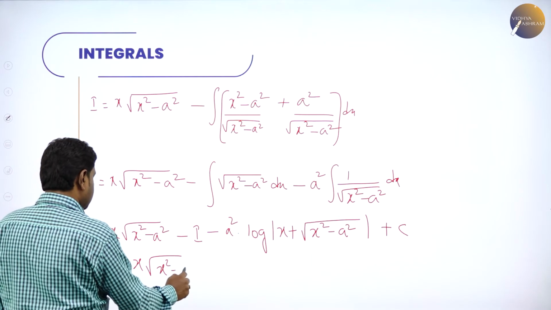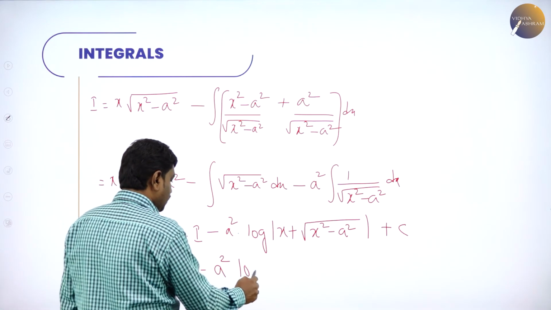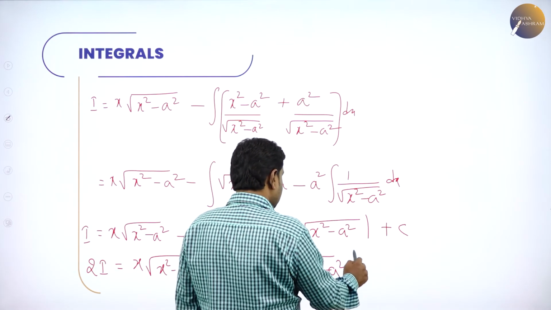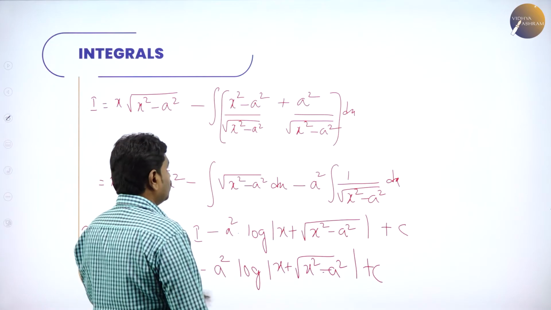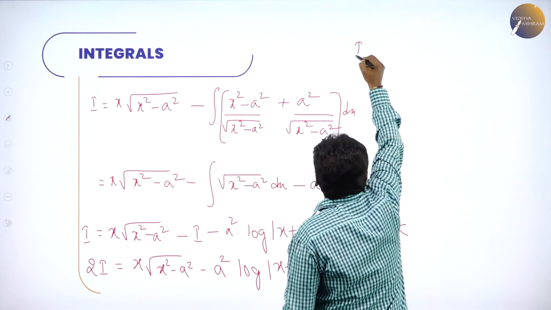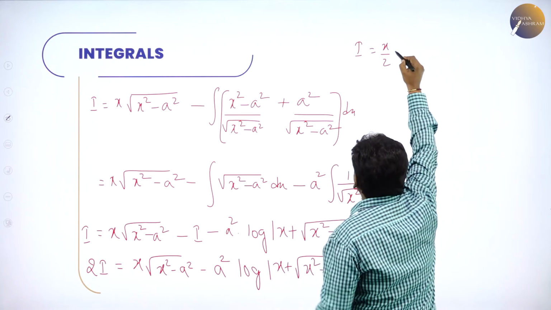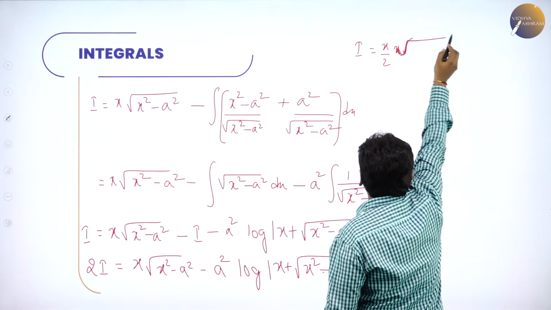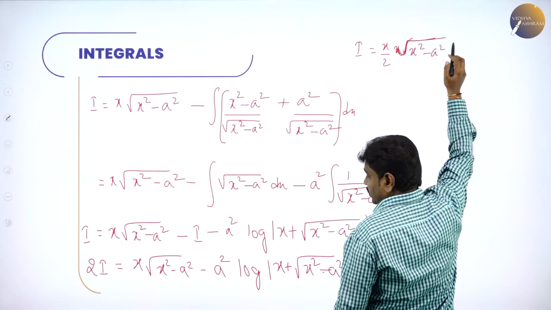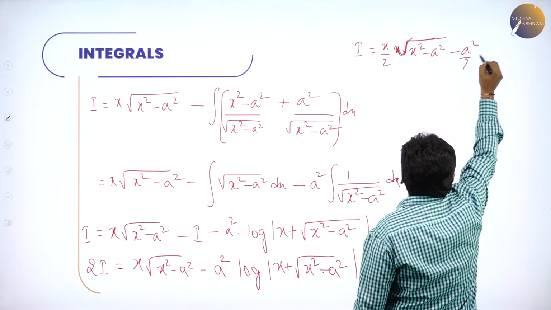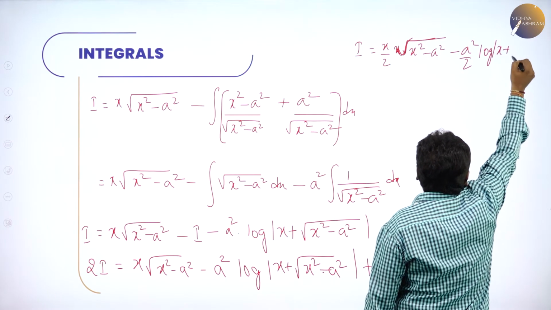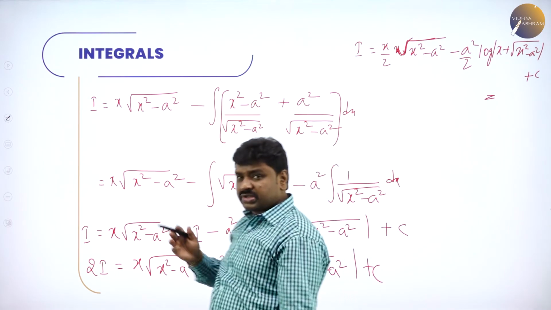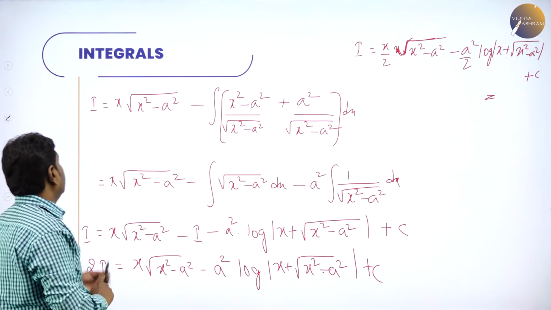2I equals x root of x square minus a square, minus a square log of mod of x plus root of x square minus a square, plus c, and transfer 2 to RHS, so you will get I is equal to x by 2 into root of x square minus a square minus a square by 2 into log of mod of x plus root of x square minus a square plus c. That's it. So you'll use the same format or formula to solve the problems.